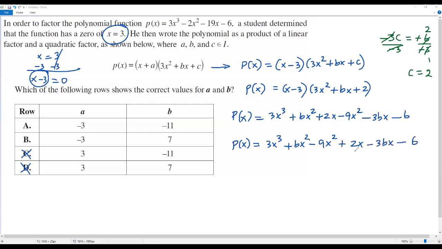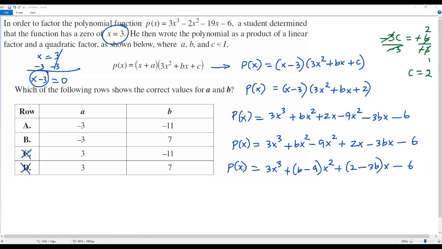And at last we can write the constant term. So p of x equals 3x to the third power. I can factor x squared out from these two terms. If I factor x squared out, I have only b left in the first term, and negative 9 left in the second term. So b minus 9 times x squared. And here I can factor x out. If I factor x out, I have 2 left in the first term, and negative 3b left in the second term, times x, minus 6.